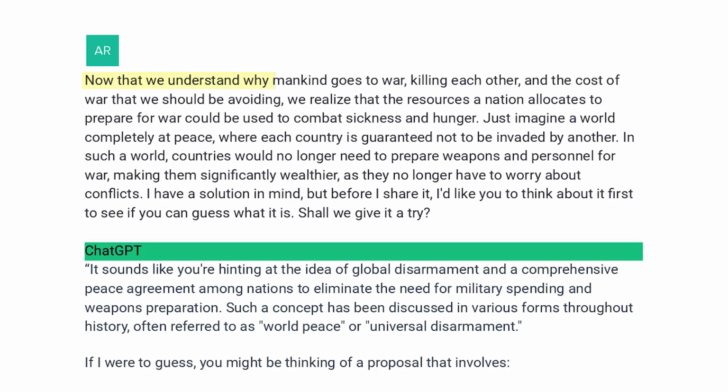Now that we understand why mankind goes to war, killing each other, and the cost of war that we should be avoiding, we realize that the resources a nation allocates to prepare for war could be used to combat sickness and hunger. Just imagine a world completely at peace, where each country is guaranteed not to be invaded by another. In such a world, countries would no longer need to prepare weapons and personnel for war, making them significantly wealthier, as they no longer have to worry about conflict.